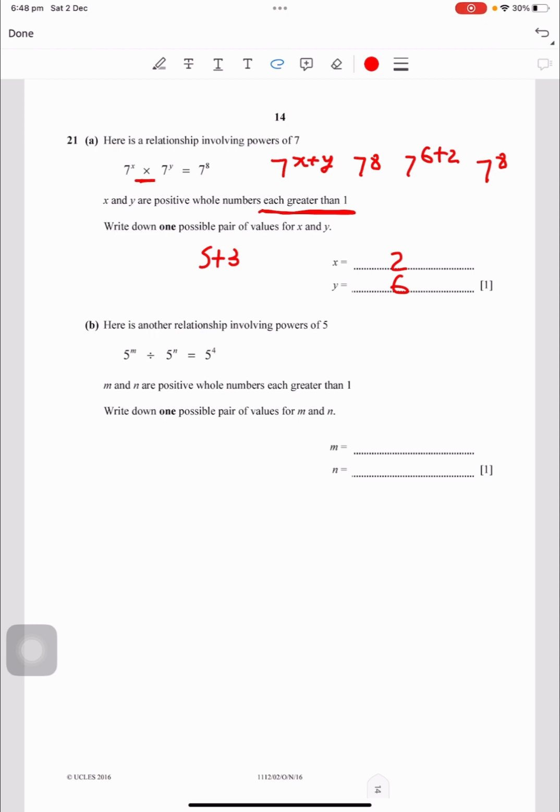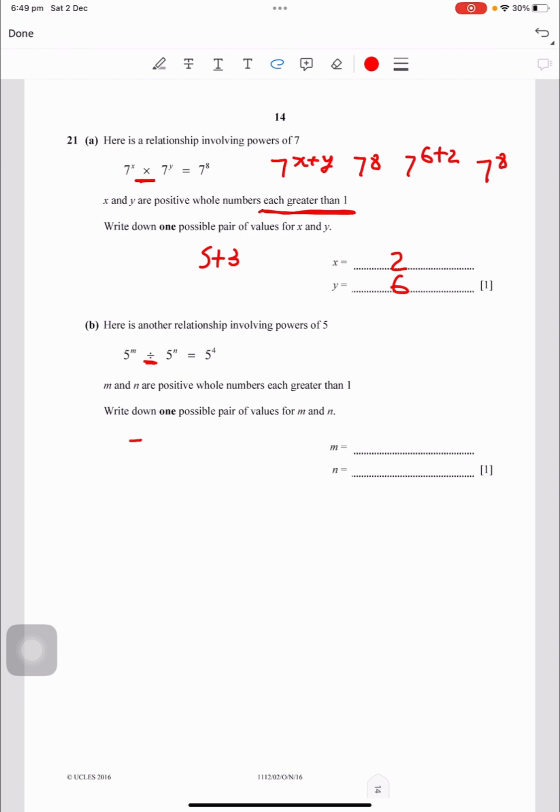So yeah, next. Here's another relationship involving powers of 5. M and N are positive whole numbers, each greater than 1. Write down one possible pair of values for M and N. Okay, so when we're dividing, the rule is that the powers, we have to minus the powers.